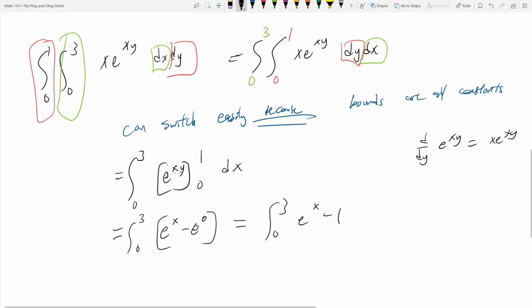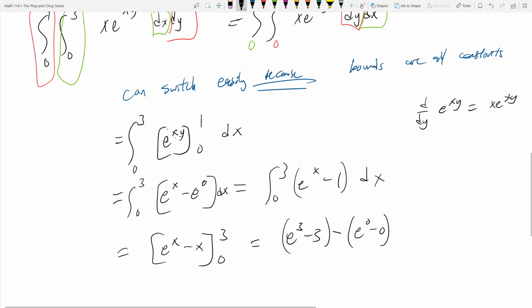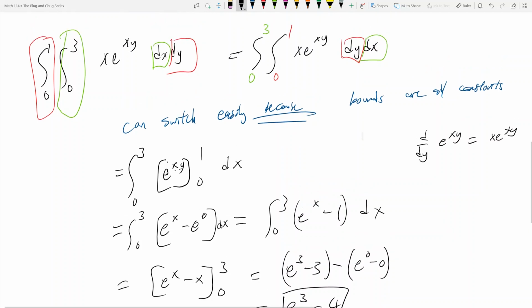And now I'm going to integrate this with respect to dx, which was the only thing remaining. What's that equal to? Well, e to the x is just e to the x, and then minus x. And then I integrate from 0 to 3. That's equal to e to the 3 minus 3, minus e to the 0 minus 0. And so that's just e to the 3 minus 4. Okay, so you can see where switching the bounds saves the day.